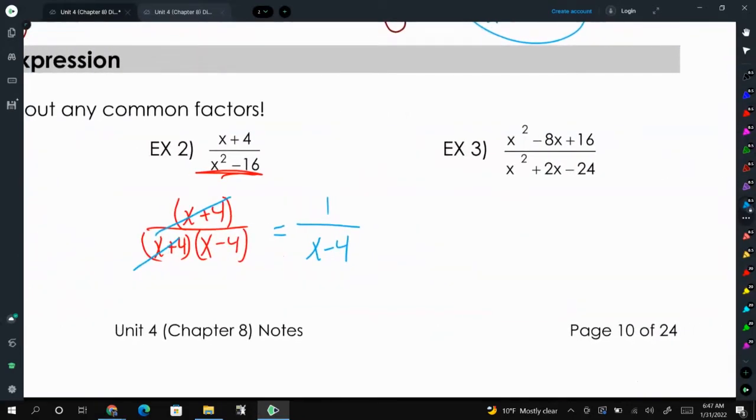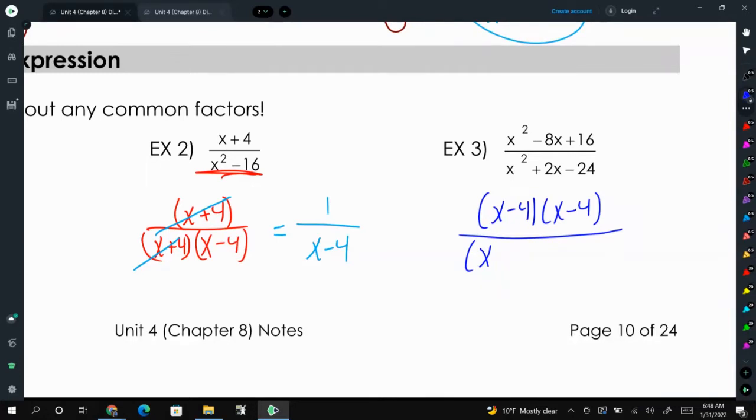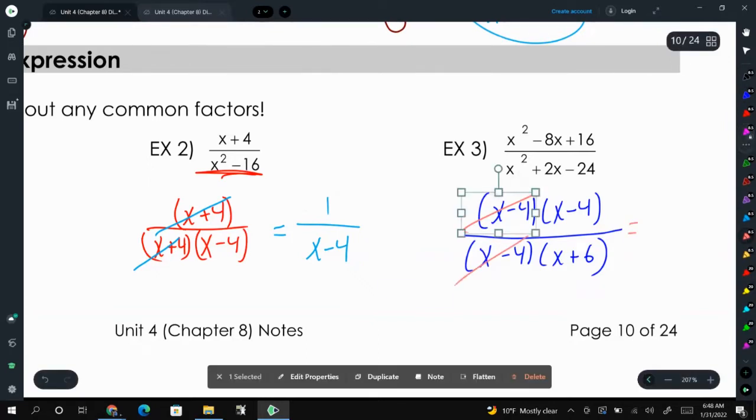This one, we've got to factor the top and bottom. If you factor the top, 2 numbers that multiply to 16 but add to negative 8, x minus 4 times x minus 4, over 2 numbers that multiply to negative 24 but add to positive 2. It's negative 4 and positive 6. So then x minus 4's cancel, and we will be left with x minus 4 over x plus 6.